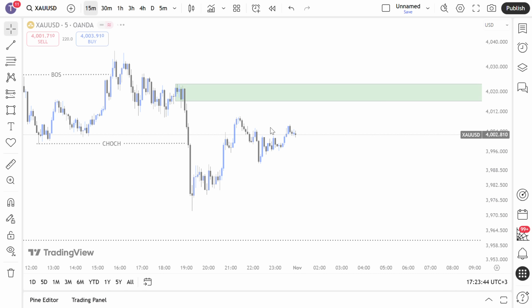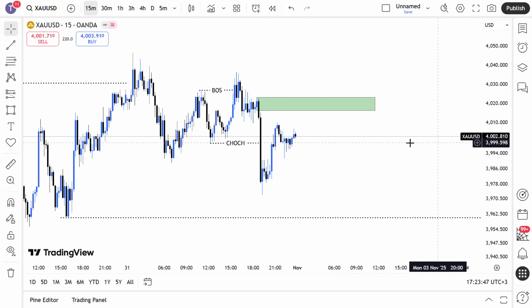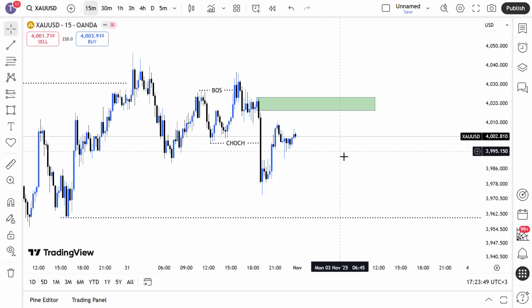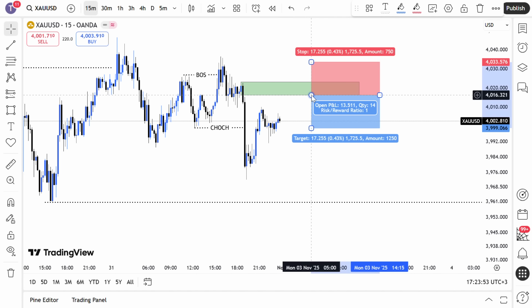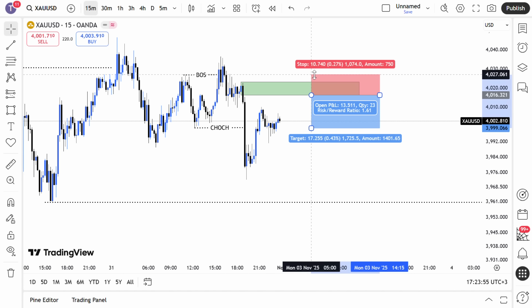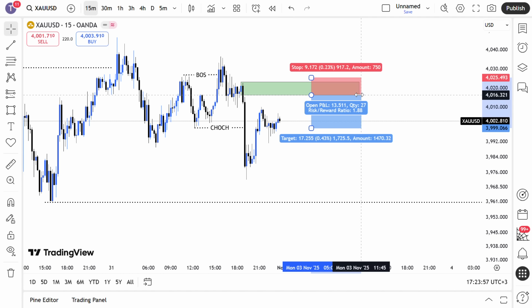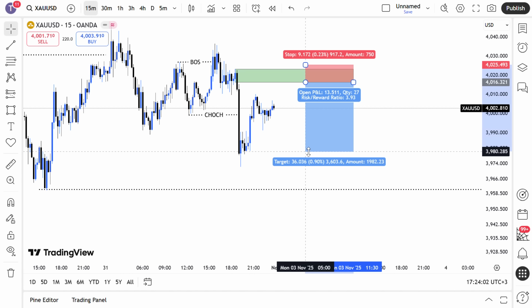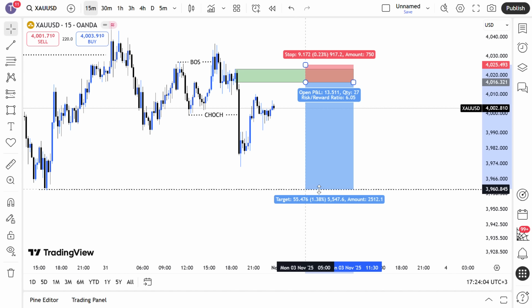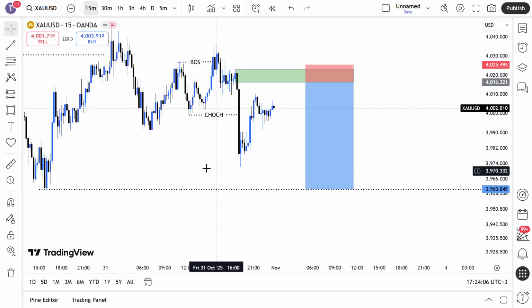I'm going to look for some selling opportunities from this area. This is my order block. This is my point of interest. So that is where I'm going to take my selling opportunities from. And my stop loss just above that area, that point of interest. And then my first take profit now will be below this liquidity area.